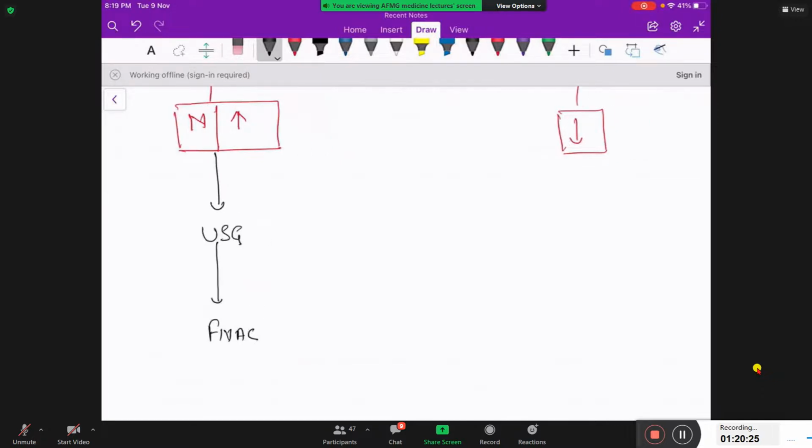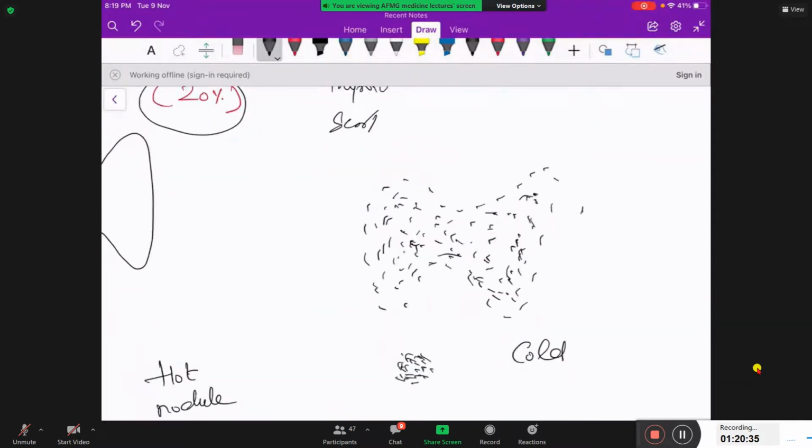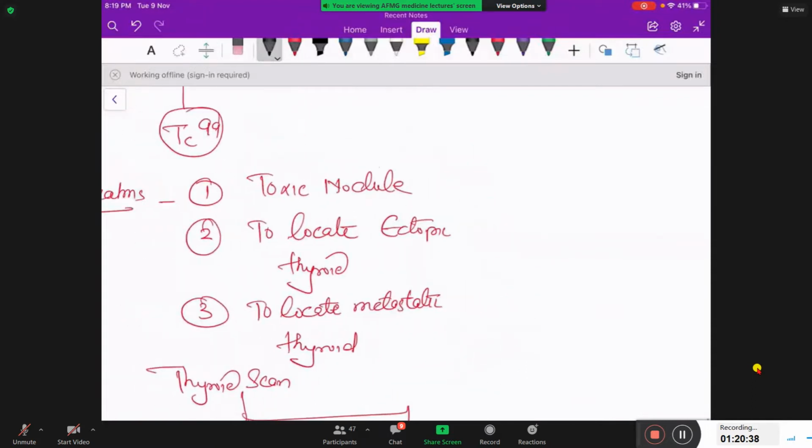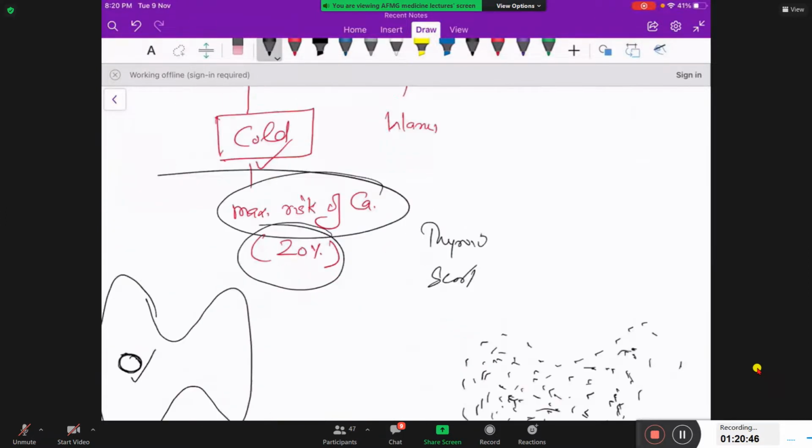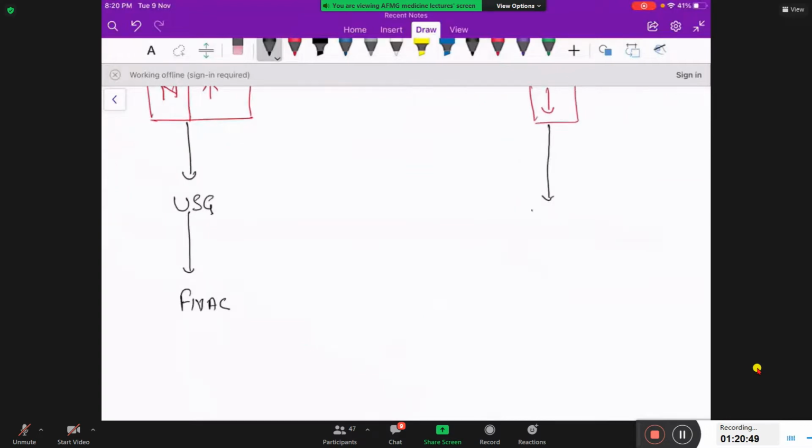If the patient has a nodule with hyperthyroid features, what will be the next step? You have just written that when there is a toxicity associated with nodularity, this is a place where we have to do a thyroid scan. Which thyroid scan will we do? Technetium-99, not radioactive iodine uptake scan. We will do technetium-99 labeled scan, right?